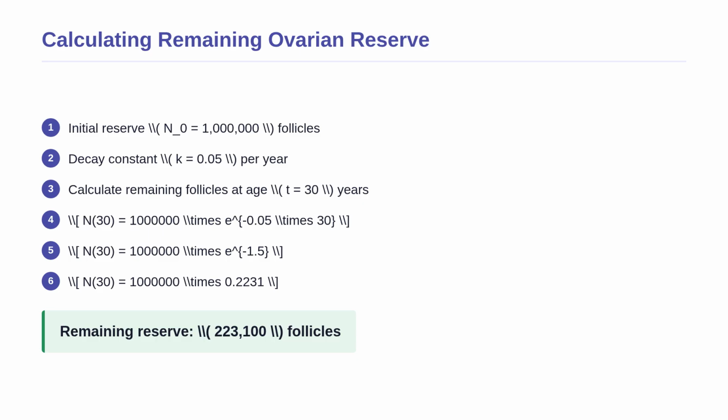Multiplying the decay constant by 30 years gives us an exponent of negative 1.5. Evaluating e to the power of negative 1.5 gives approximately 0.2231. Multiplying this fraction by the initial 1 million yields our final answer. Physically, this means that by age 30, only about 223,100 follicles remain, which is roughly a quarter of the original reserve.